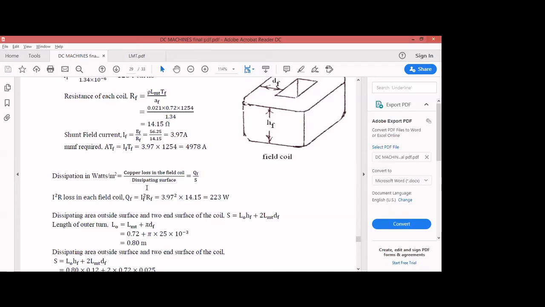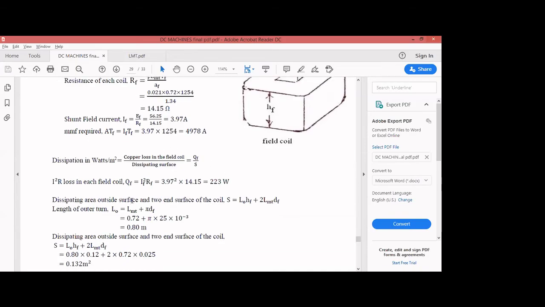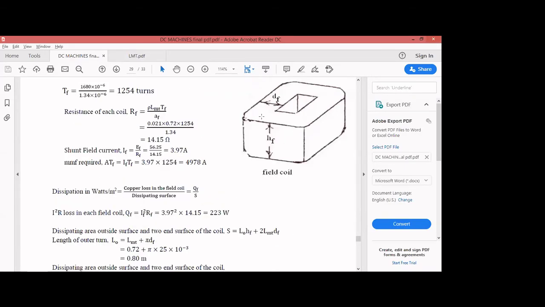This is due to the copper loss. What is the loss due to dissipation surface? Dissipating area is the outside surface and two end surfaces of the coil. Outside surface is nothing but your L0 into HF. And the two end surfaces, top surface and bottom surface, so LMT into top surface and LMT into bottom surface. Two end surfaces means this part and this part. So LMT into your DF. This is the winding area. LMT into DF.